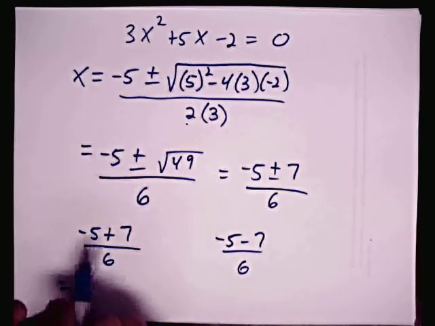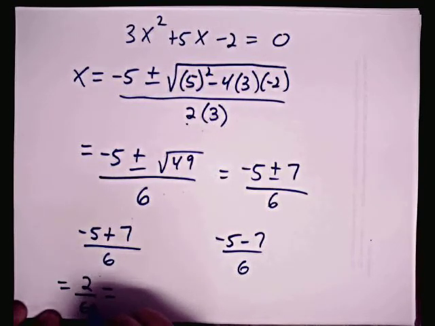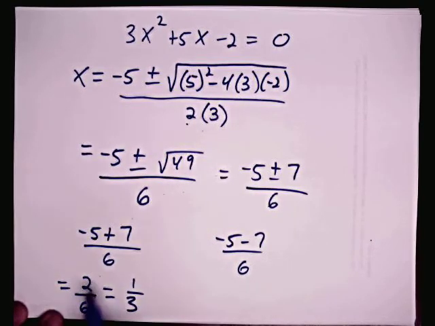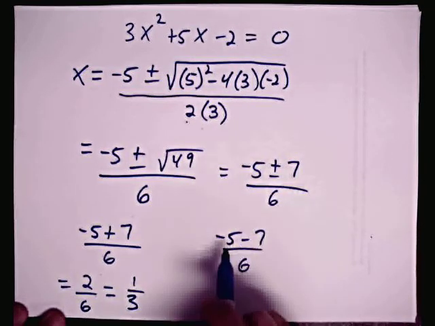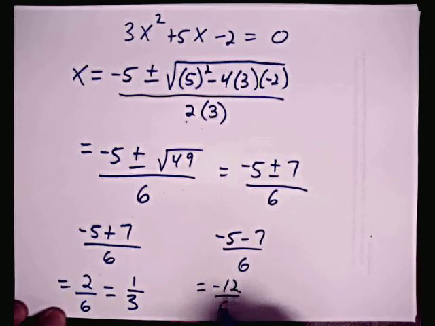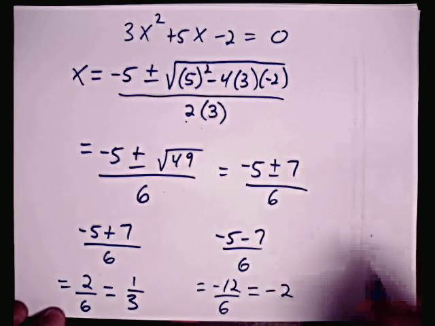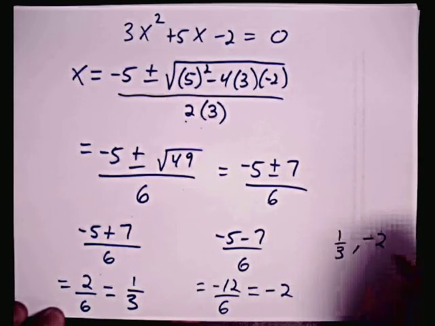So this one, -5 plus 7 is 2 over 6, and 2/6 simplifies to 1/3. Okay, so either divide these both by 2, or on your calculator, 2 divided by 6, math menu, select fraction as the first choice. Okay, our second solution, -5 minus 7 is -12 over 6, and that divides to -2. So our solution set, two nice solutions on this one, 1/3 and -2.